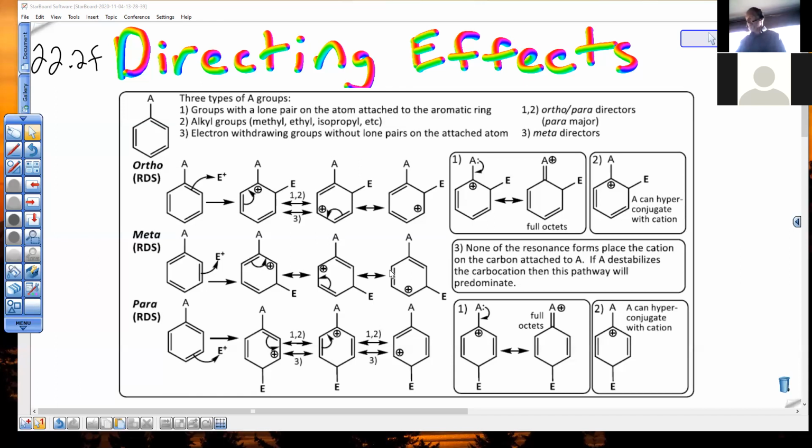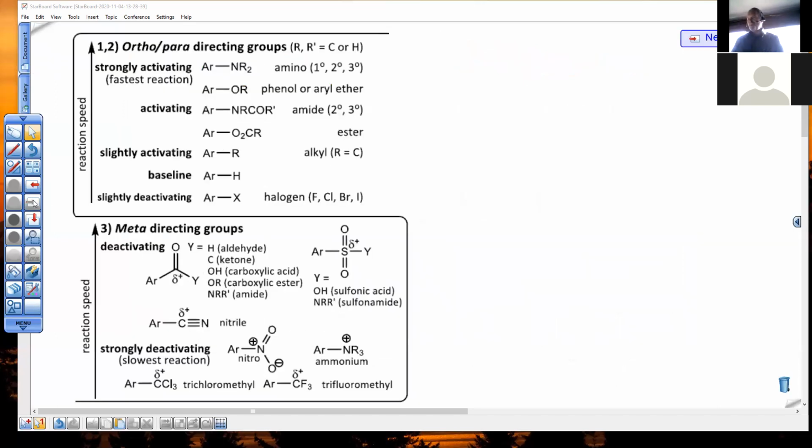All right, so hopefully we understand that. And then we can look at a list of the groups. This next table is the most important table in chapter 22. It was a horizontal table in your textbook, but that was just to save space. I made it into a big potential energy diagram going top to bottom. And we have ortho-para directors. Those are the ones that can help carbocations.